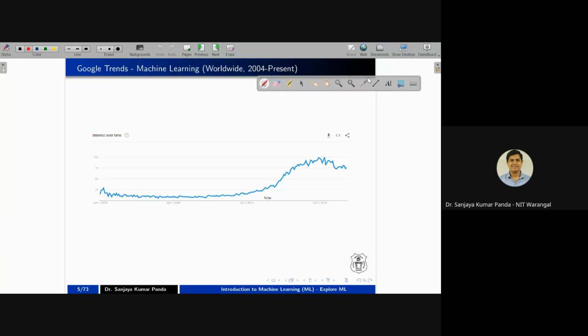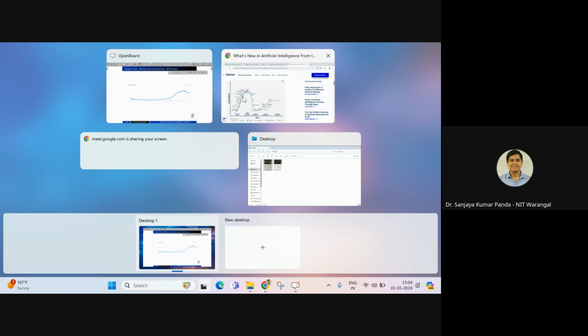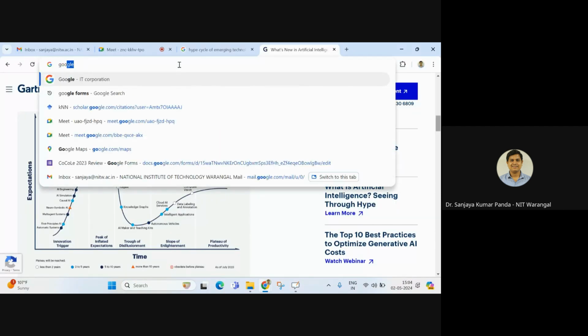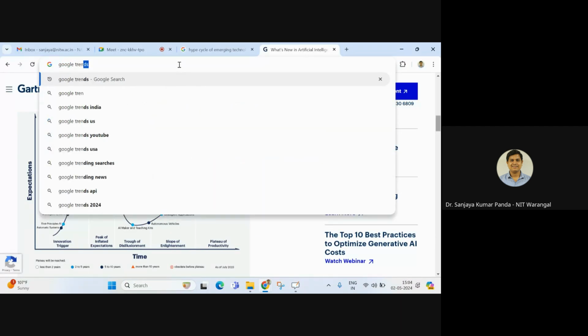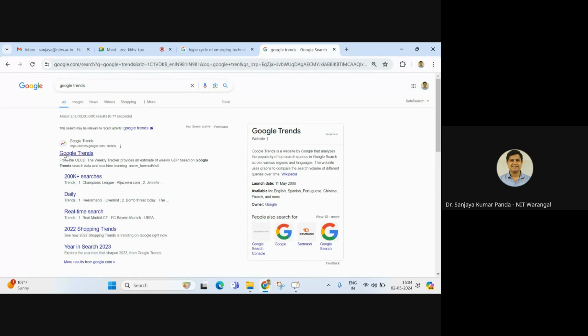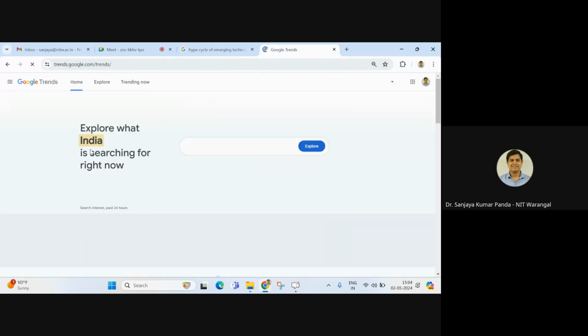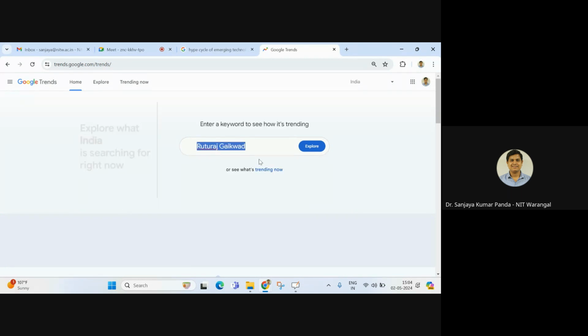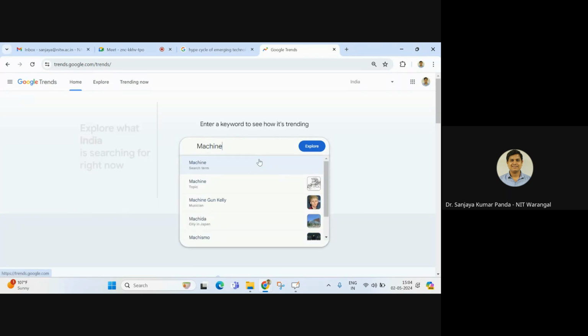You can type it in Google now if you have your system. In Google Trends, once you go to Google Trends, you can search machine learning, or I can show you here. If you type Google Trends in Google and click this one, here you can search any keyword. For example, I want to search machine learning. Okay, machine learning, then I am clicking explore.